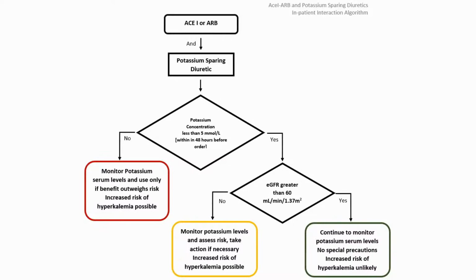For example, when the algorithm for ACE inhibitors, ARBs, and potassium-sparing diuretics is examined, there are 2 decision points that could be implemented within this more advanced drug interaction editor. The first being a potassium concentration less than 5 millimoles per liter. The second being an eGFR greater than 60 mils per minute. If both of those are true, we do not need this drug interaction alert to fire for our end users.